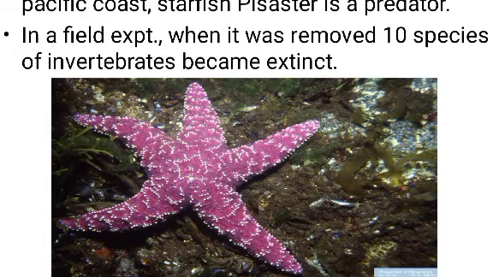They found that within a year, around 10 species of invertebrates became extinct. Invertebrates like mussels, barnacles, snails, etc. Around 10 different species of invertebrates became extinct. Why? Because interspecific competition occurred among the prey species, and as a result they were competing among themselves and they were destroyed. They became extinct. Okay, this was due to the removal of the Pisaster predator.